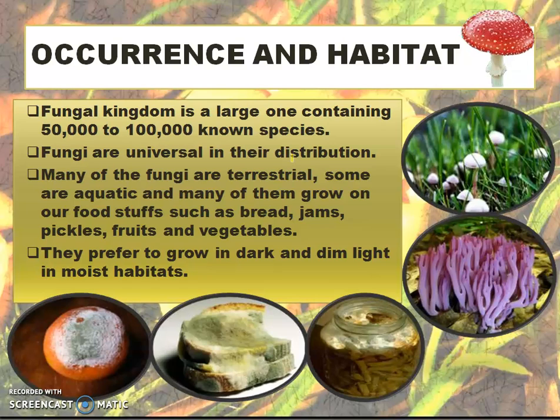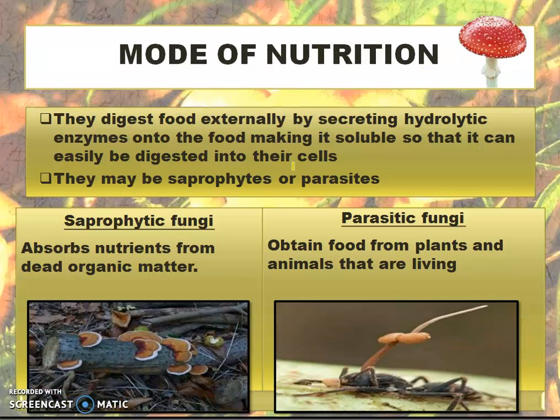Then occurrence and habitat. It is a very large kingdom, and it contains 50,000 to 1 lakh known species. It is ubiquitous, that is, found everywhere, and they are terrestrial. Some are aquatic. Many of them grow on foodstuffs. They grow in dark and dim light. Then they digest food externally by secreting hydrolytic enzymes onto the food. We know that they are saprophytic or parasitic.